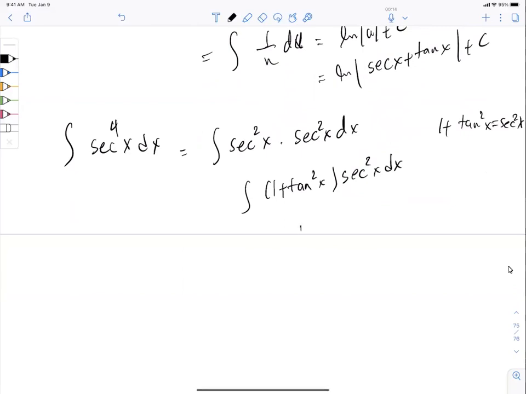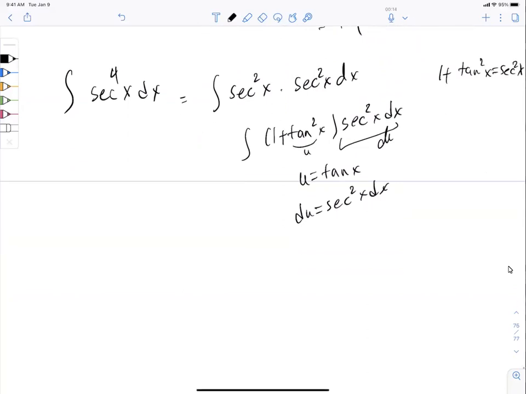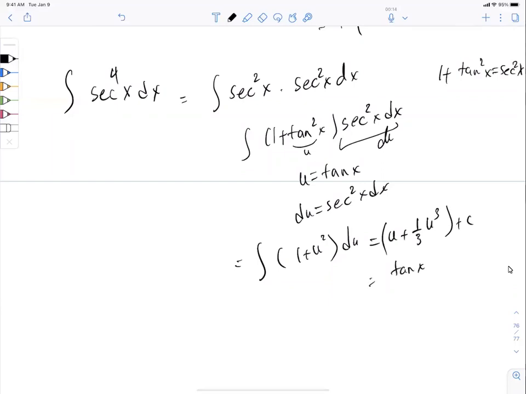And then now I can let u be tangent. du is secant squared. So that's du, that's u. And u, of course, as promised, was tangent. And that's how you do it.